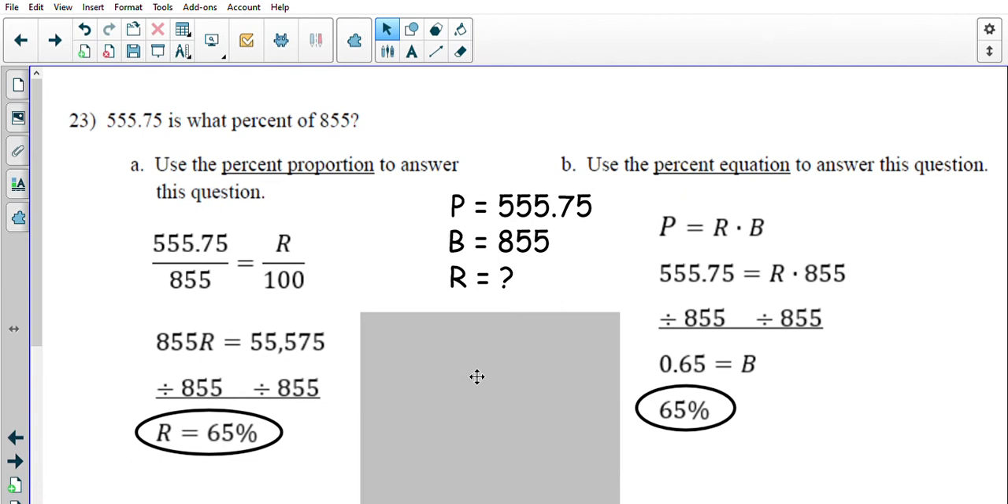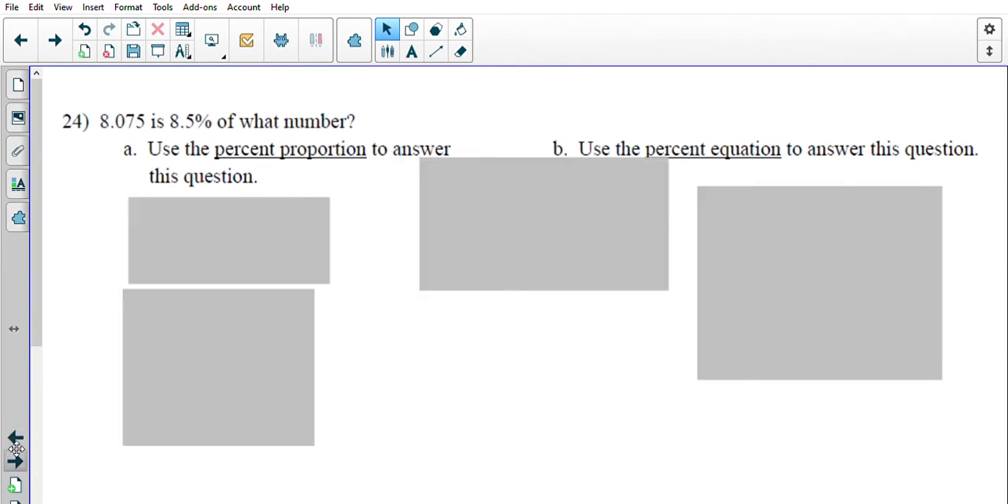So we have 555.75 equals R times 855. We'll divide both sides by 855. You get 0.65 here, but that is the same as 65%. Sorry about that.